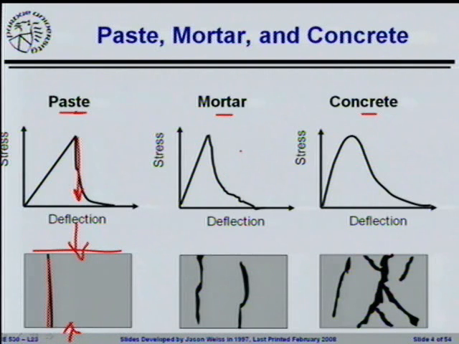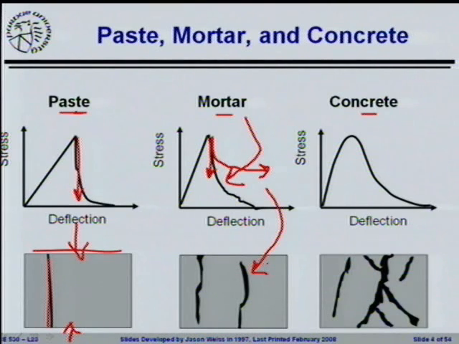As you start to add a little bit of aggregate into the system, you add a little bit of sand, what you will notice is the stress-strain response changes a little bit. The post-peak response doesn't drop off as dramatically, drops off fairly quickly, but you start to get a lot more softening behavior. The curve changes a little bit.